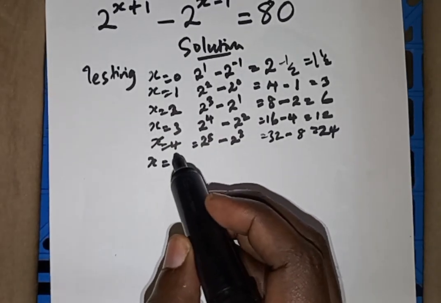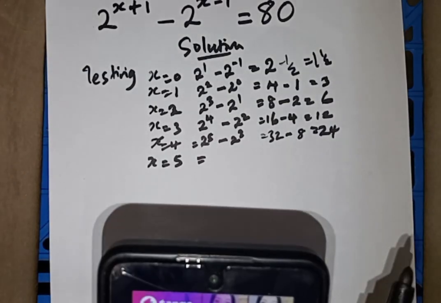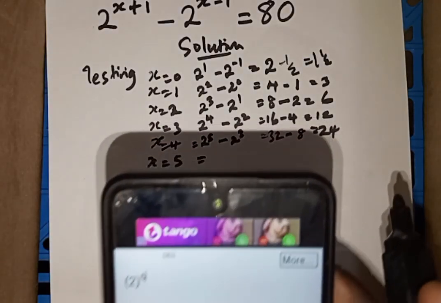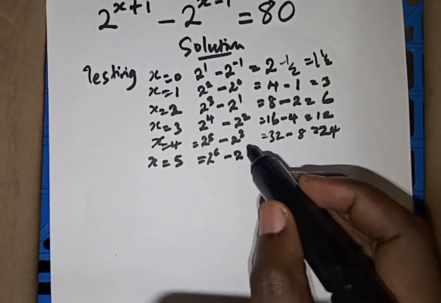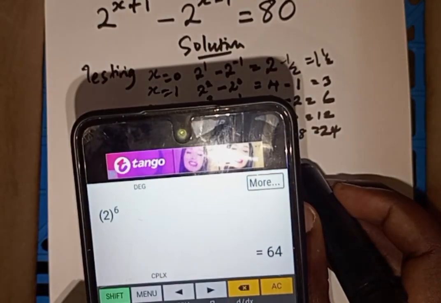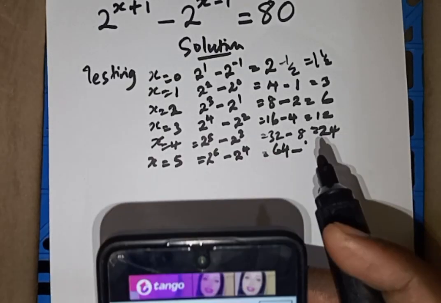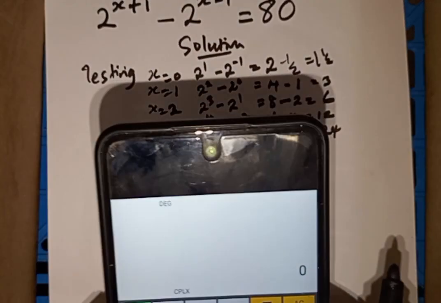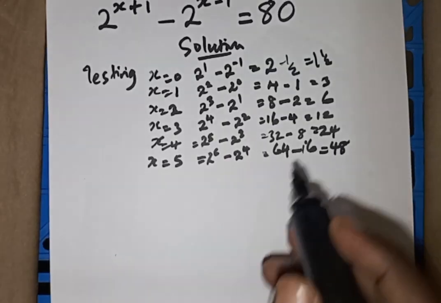When x is equal to 5, then I'm going to get 2 to the power 6 minus 2 to the power 4. You realize that you're going to get 64 minus 16, and you end up getting 48. 48 is still less.